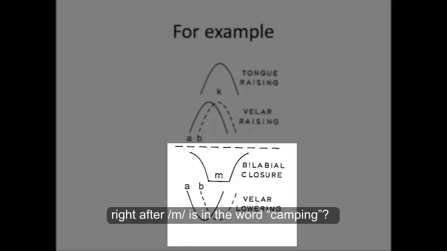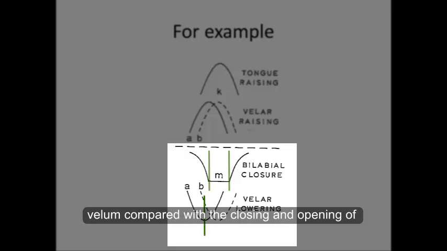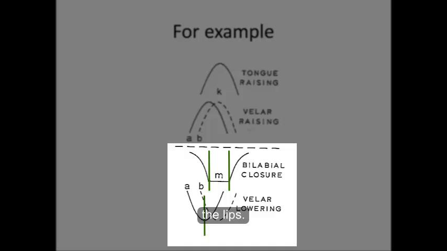And guess what the sound right after is in the word camping? That's right, it's a stop. And because it's a stop that's homorganic with the preceding nasal, the oral articulator doesn't have to make a separate gesture. The lips just stay closed, and the nasal stop combination is created by the simple difference in relative opening and closure of the velum compared with the closing and opening of the lips.